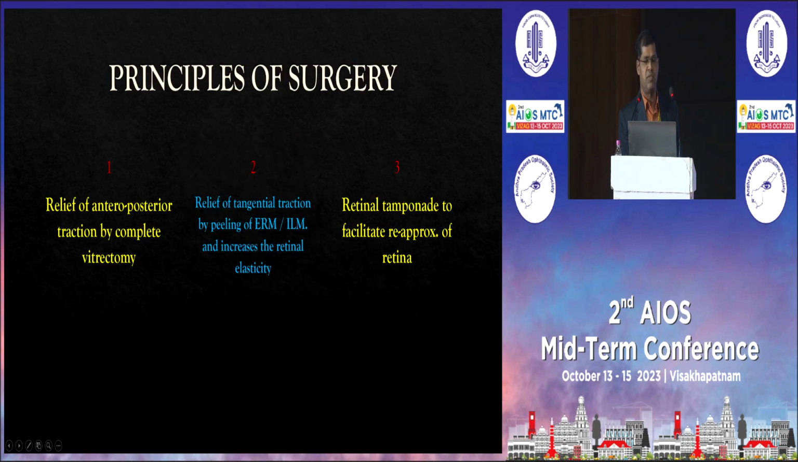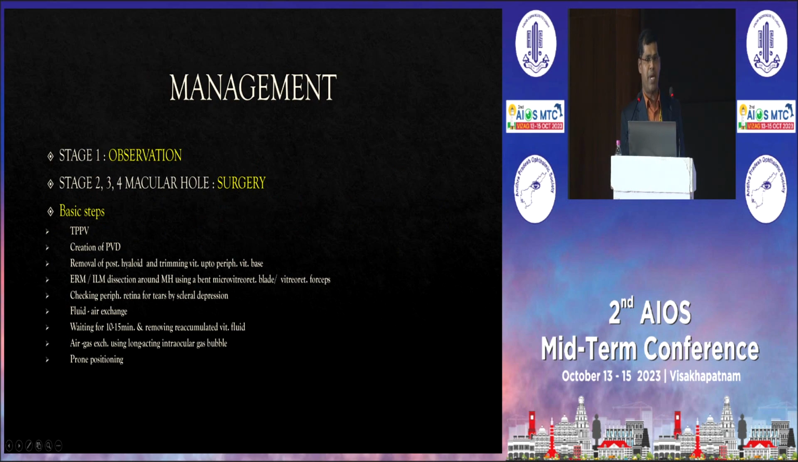The principles of surgery are that we have to release the anteroposterior traction by complete vitrectomy, release the tangential traction by removing the epiretinal membrane or internal limiting membrane, increase the elasticity of the retina, and provide retinal tamponade by a gas or silicon oil, and reappose the retina. Coming to the management, stage 1 is observation. For stage 2, 3, and 4, we have to do surgery.